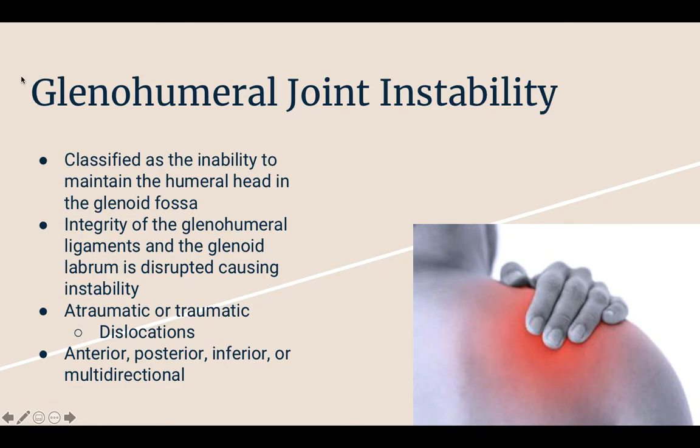A condition that goes hand in hand with glenohumeral dislocations and subluxations is glenohumeral joint instability. This is classified as the inability to maintain the humeral head in the glenoid fossa. The integrity of the glenohumeral ligaments and the glenohumeral capsule is disrupted, causing instability. This instability can be either atraumatic or traumatic. The traumatic cases of instability are usually caused by dislocations, and the instability can be anterior, posterior, inferior, or multidirectional.